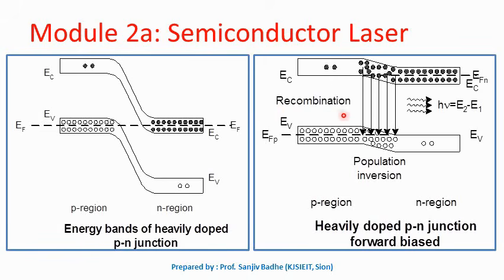So for recombination to occur at large scale, we need a large number of electrons in the conduction band and a large number of holes in the valence band. And for this purpose, we are doping the P side and N side heavily. And heavy doping indicates Fermi level inside the valence band on the P side and inside the conduction band on the N side. So this is all about semiconductor laser working.